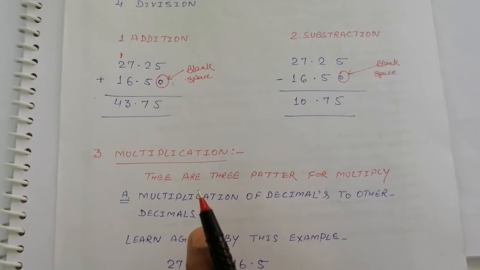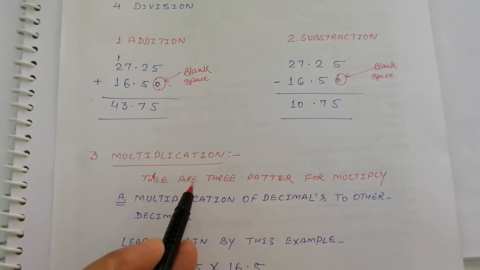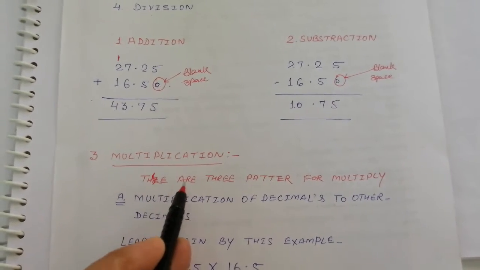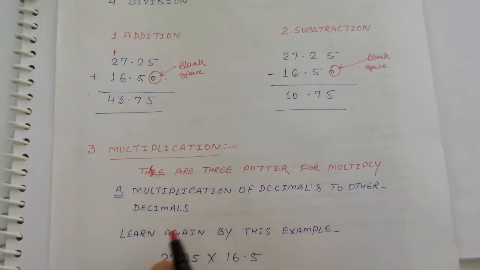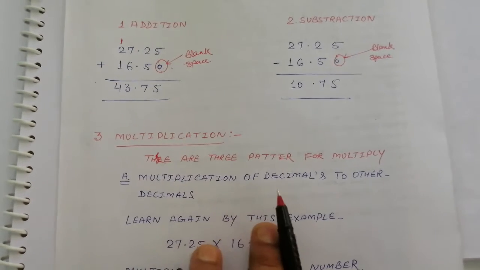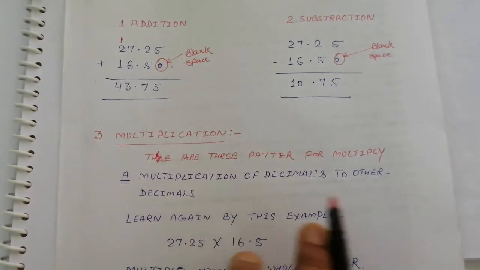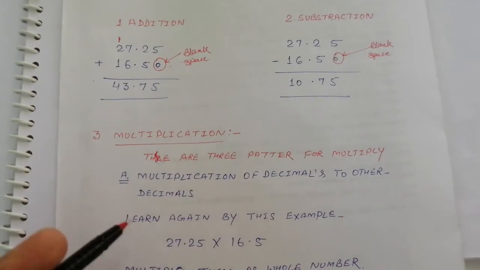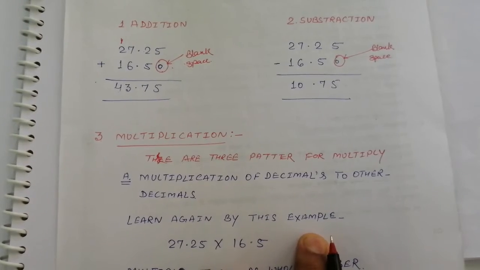Now the third property, multiplication. There are 3 patterns for multiplication. First, multiplication of a decimal by another decimal. Now first read, and learn again by this example.